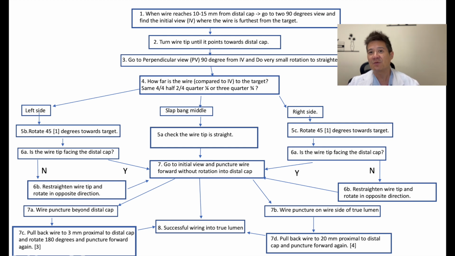Next question: is it on the right side or left side? Either side doesn't really matter. What we do is after we straighten the wire tip, we turn the wire towards the target, and the number of degrees we turn depends on the ratio of the distance between the wire and the distal cap. So if in the PV, the distance is exactly the same as in the IV, then we turn 44 degrees. If in the PV, the wire is half the distance from the distal cap compared to the IV, then we turn 22 degrees.